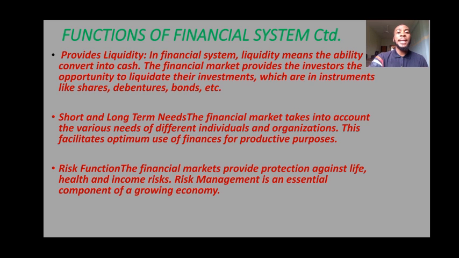So, short and long-term needs of money are made available through the financial system to the people who need them, either to finance a project, to run a business, or for an emergency. Next one talks about the risk function. The financial markets provide protection against life, health, and income risk. Risk management is an essential component of a growing economy. What it simply means is that the financial market makes money available in case of emergency.